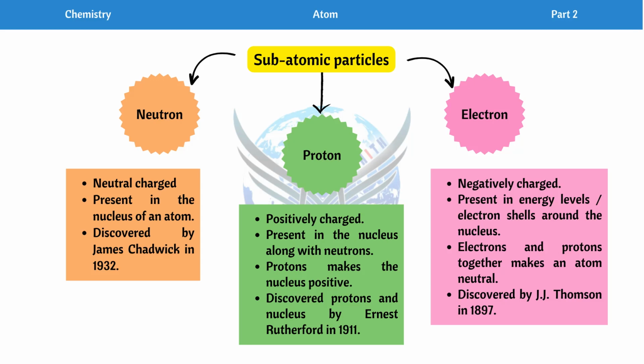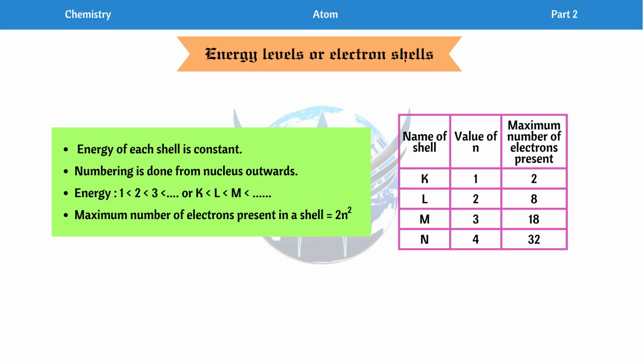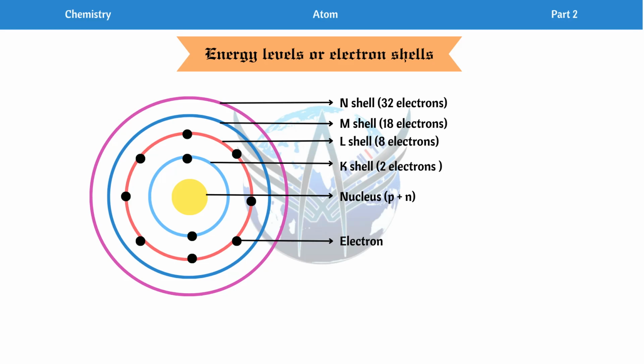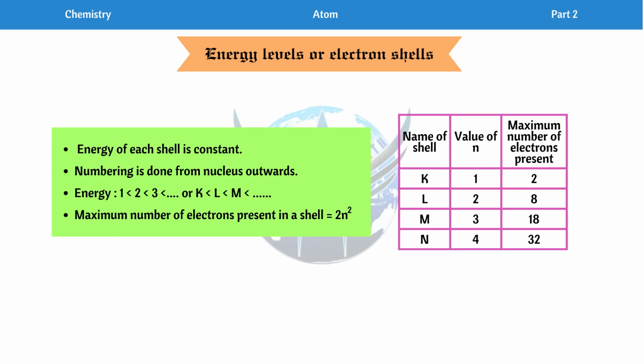Now since we came to the point of energy levels or electron shells, let us learn what energy levels, electron shells or orbits are. These are circular paths around the nucleus where electrons revolve. Around the nucleus there is a circular path where electrons revolve. The energy of each shell is constant, and the numbering is from the nucleus outwards.